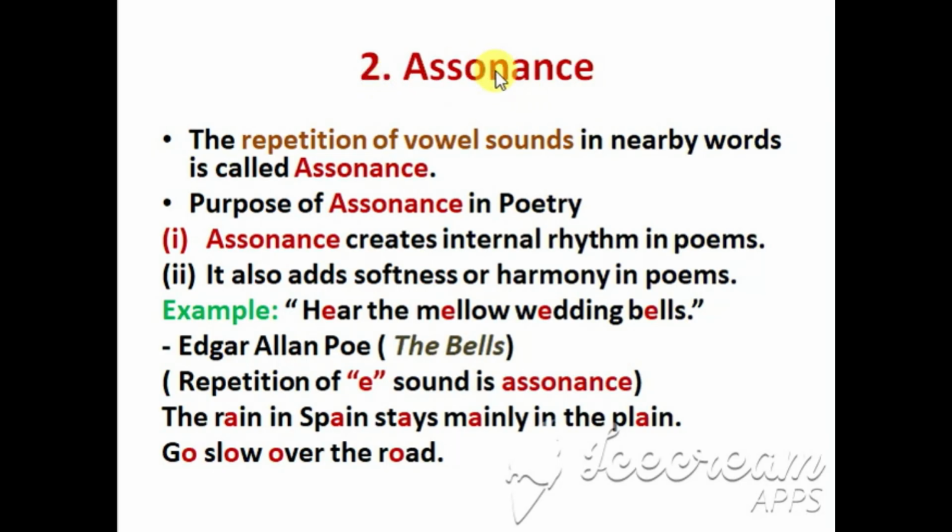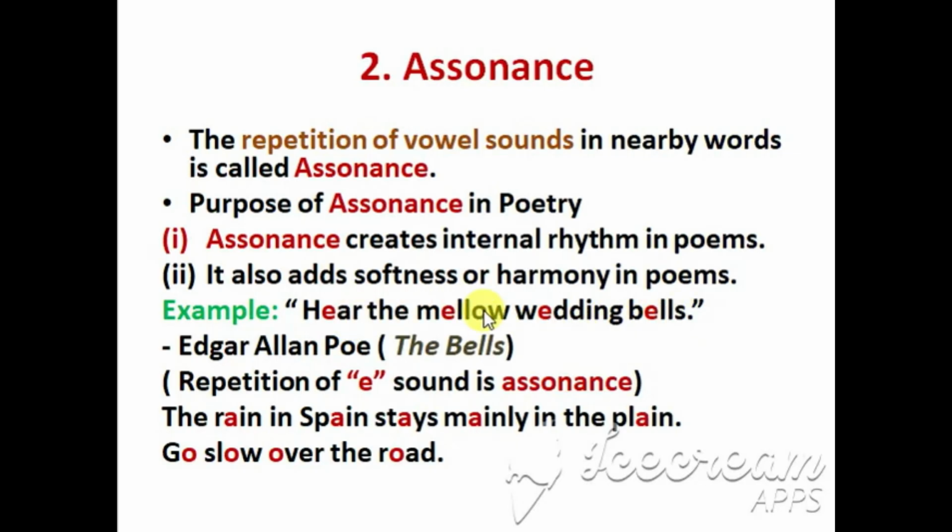Now what is assonance? The repetition of vowel sounds in nearby words is called assonance. And what is the purpose of assonance in poetry? Assonance creates internal rhythm in poems. It also adds softness or harmony in poems. Now let us look at this example: hear the mellow wedding bells.